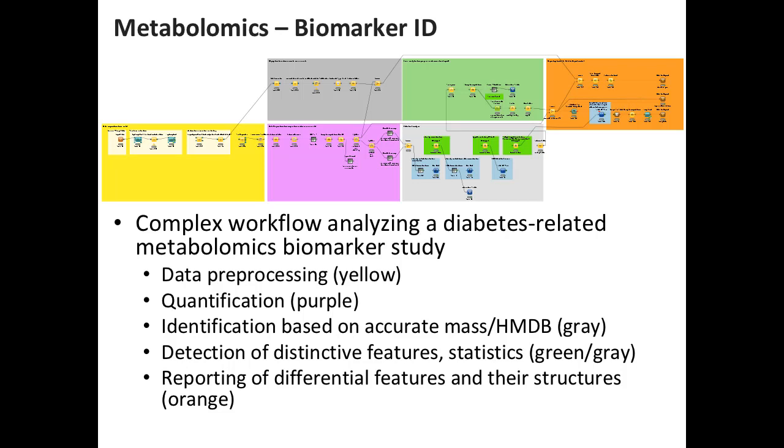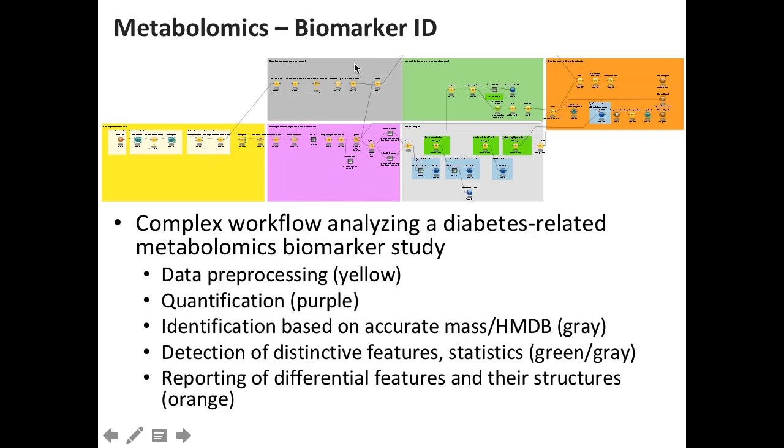Metabolomics workflows tend to be reasonably complex. What you see here, obviously you can't read all of that, but that is one workflow that we designed for a diabetes metabolomics study. All in all, it has about 150 different nodes in this workflow, so we colored them. There's some data processing, that's the basic metabolite quantification workflow here in yellow. We have some quantification or downstream quantification in purple.